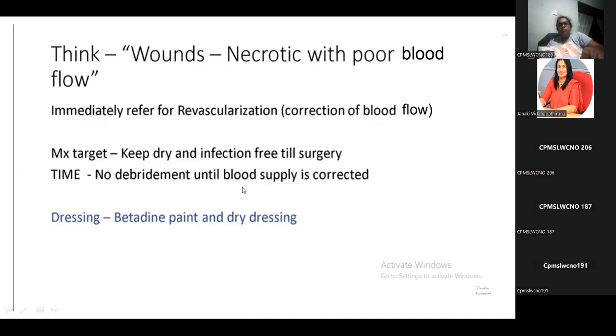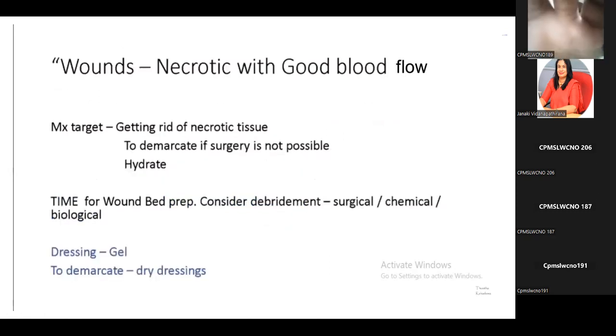So there is pain, a lot of pain, and these people will be malnourished and all that. You have to see various aspects and do whatever you can to resuscitate them for the surgery. So no trying of fancy wound care in these things. Just keep it dry, refer immediately.